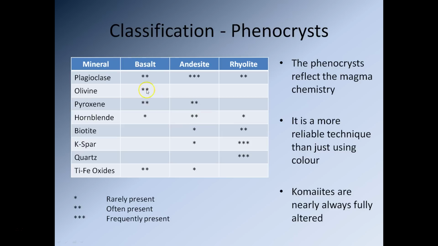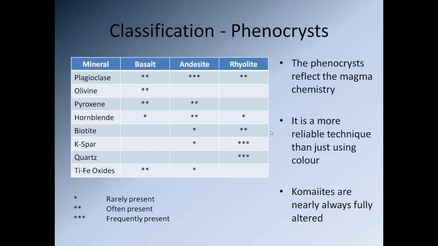In the case of basalt, you'll notice that olivine phenocrysts are often present, whereas in the case of andesites and rhyolites, they're not there at all. In the case of rhyolites, we can see that plagioclase phenocrysts are often present, possibly maybe a little bit of hornblende. Biotite is often present, potassium feldspar is often present as phenocryst, and quartz is often present as phenocrysts. So you can see that each of these three different types of rocks have different phenocrysts associated with them. So by simply looking at the phenocrysts, you can make an educated guess about what type of extrusive igneous rock you are looking at. And on the whole, it's a relatively reliable technique.